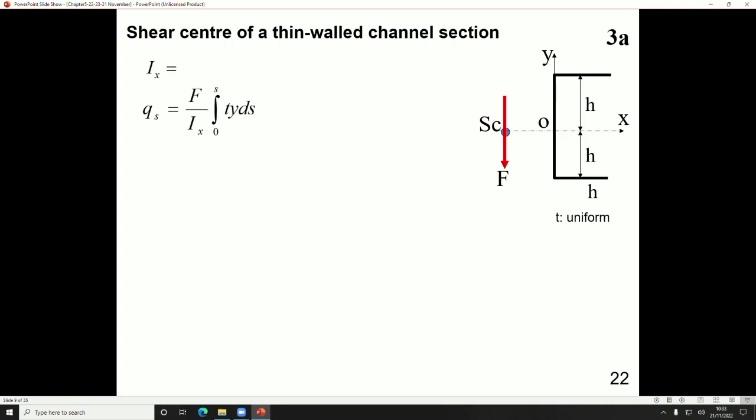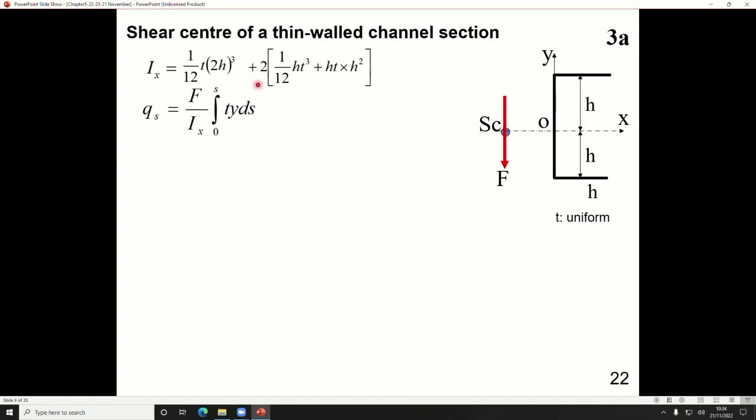So we've got two horizontal panels here, and we have got a vertical panel. So for the vertical panel, Ix is equal to 1 over 12 t (2h) cubed. And for the two horizontal panels, for each one of them we've got 1 over 12 h t cubed plus h t multiplied by h squared. If I find one of them, I multiply it by 2. This is something we had in chapter 3. So this is for the vertical wall.